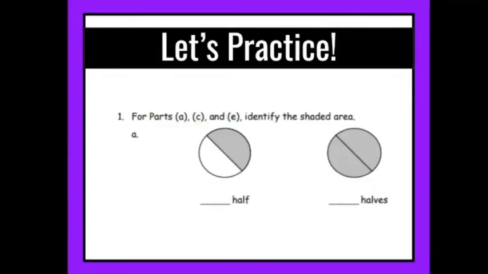Let's practice. For parts A, C, and E, identify the shaded area. So if I have my circle and it is partitioned into two sections, that means it's partitioned or divided into halves. And I have 1/2 shaded. The second one, I have the same shape and it is partitioned into two as well. Both sides are shaded, so that means that I have 2/2 shaded.